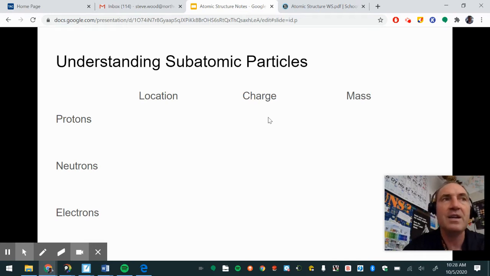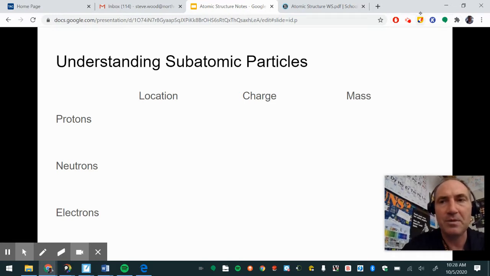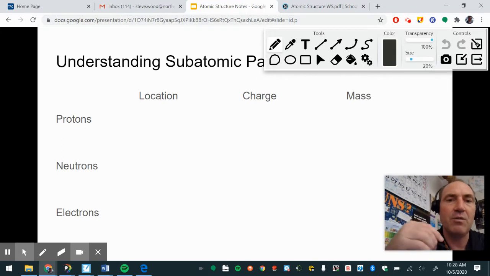So first off, we're talking about atoms and atomic structure, and before this class, we did a bunch of stuff on history. So what did John Dalton do? What did J.J. Thomson do? What did Ernest Rutherford do? And so we understand currently that the atom is composed of three subatomic particles. And we have to know their locations, where they're at in the atom, and their relative masses.